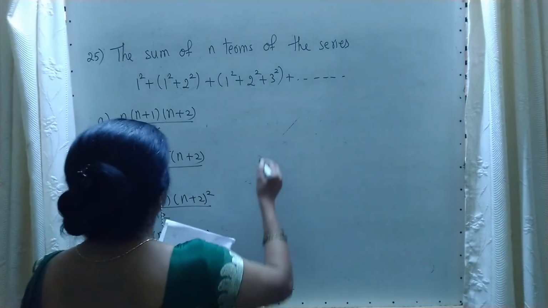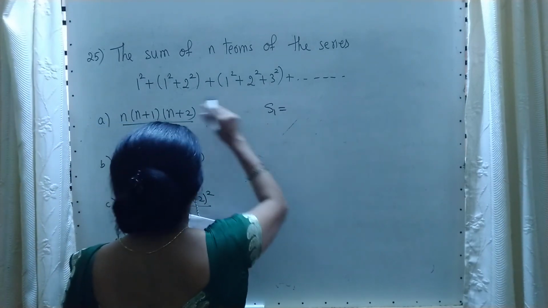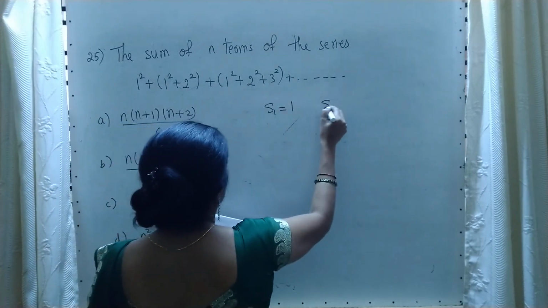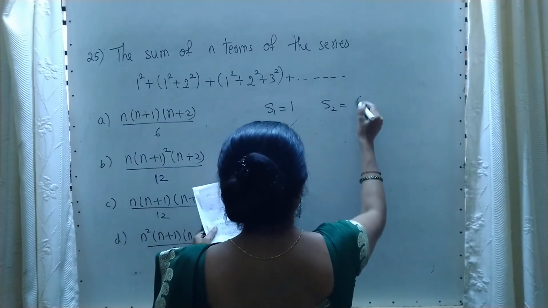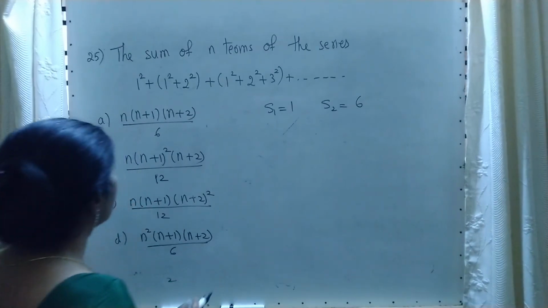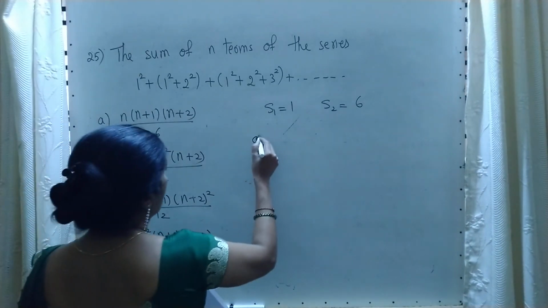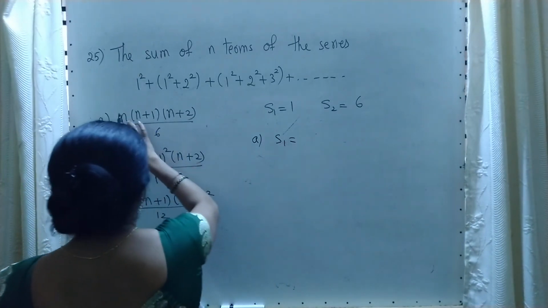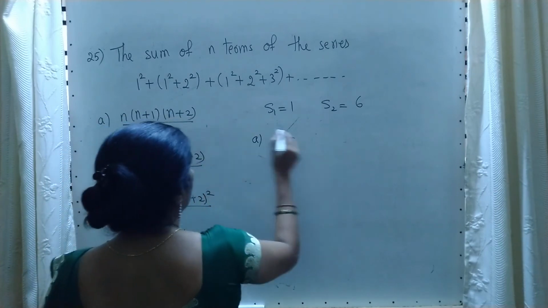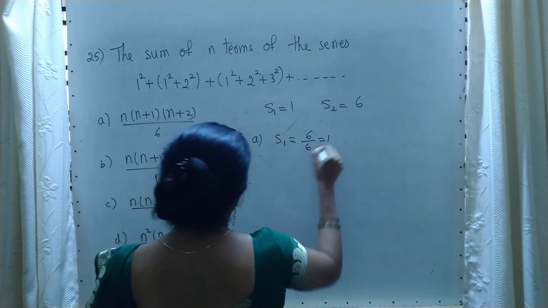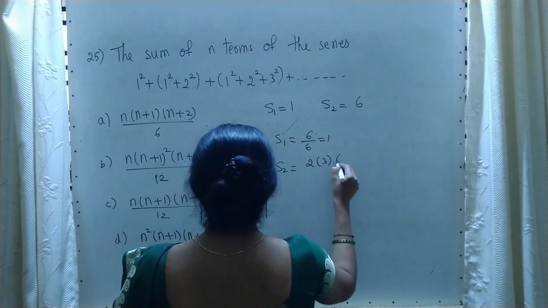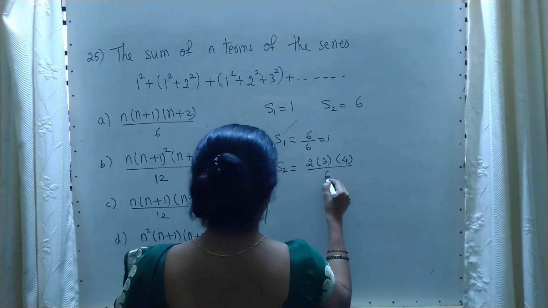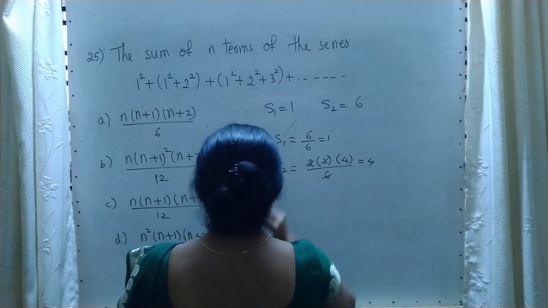So here also we are moving to the same one. S1 is 1 from the series. What is S2? 4 plus 1, 5, 5 plus 1, 6. So moving to the options, just try this A. In the A, S1 is what? It is 1, 2, 3. That is 6 by 6, 1. Yes, it is correct. Second one, S2. 2, this is 3, this is 4 divided by 6. Now it is 4, so it is not tallying.